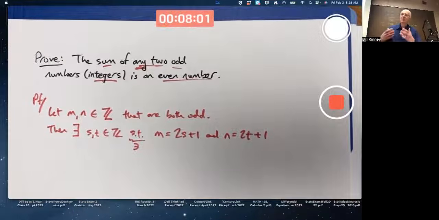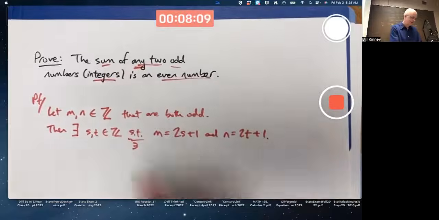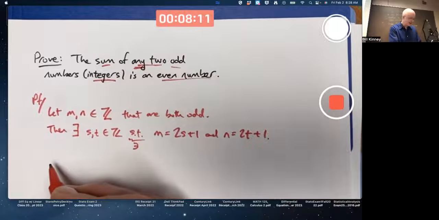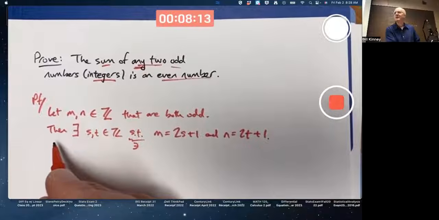It is important that we're doing this in the abstract. We're proving this for any two odd numbers, that their sum is even. That's a sentence. That's fine. I don't mind if you start sentences with the word then. So I capitalize my Then. Maybe it's technically not right, but I don't mind it.